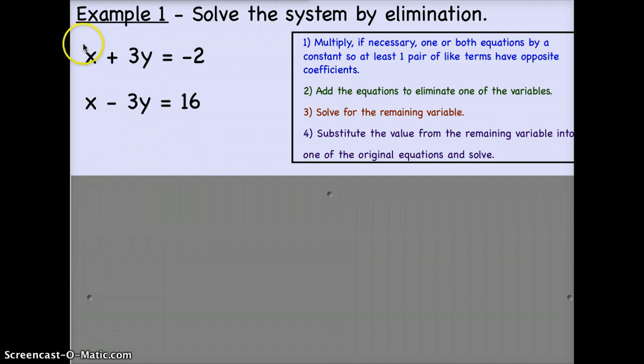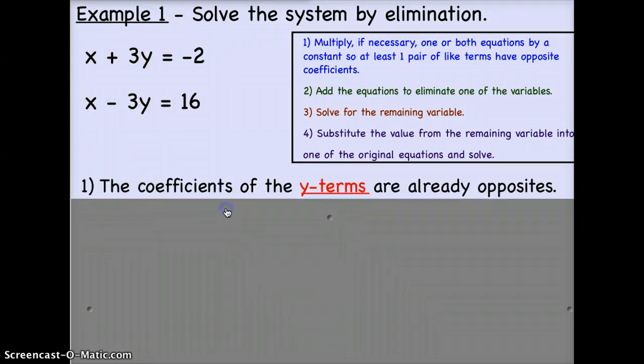So let's go through and look at our variables. So here I have 1x and 1x. Those are not opposites, so they won't cancel. Here I have positive 3y and negative 3y. Well, these are opposite coefficients. So therefore, step 1 is already done for us. The coefficients of the y terms are already opposites. So we can move right to step 2.